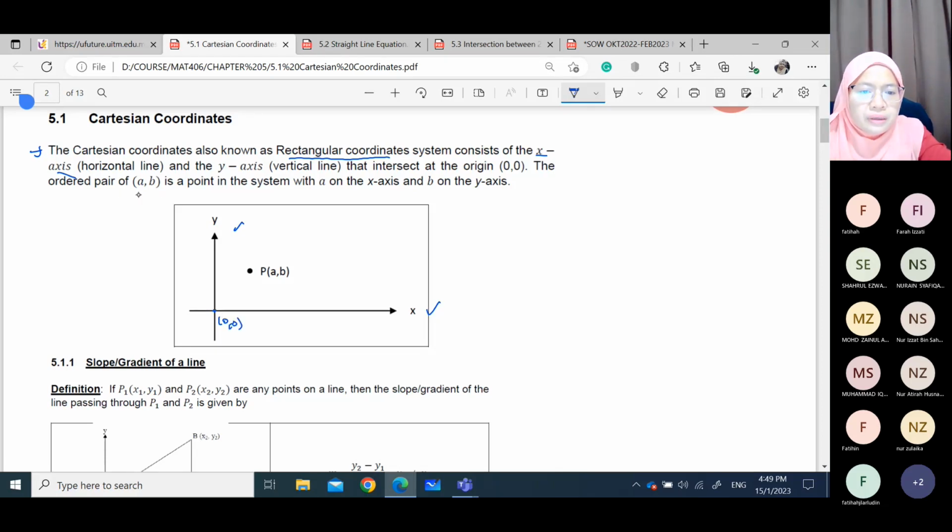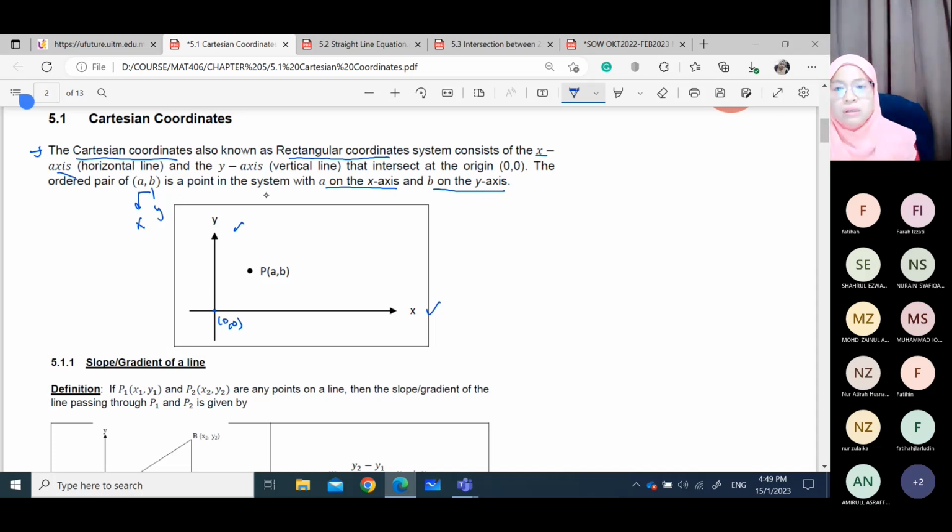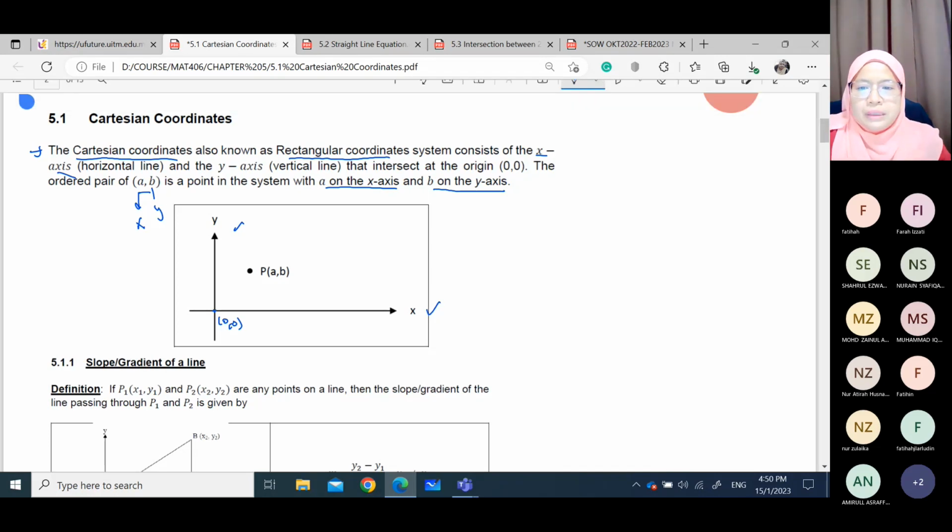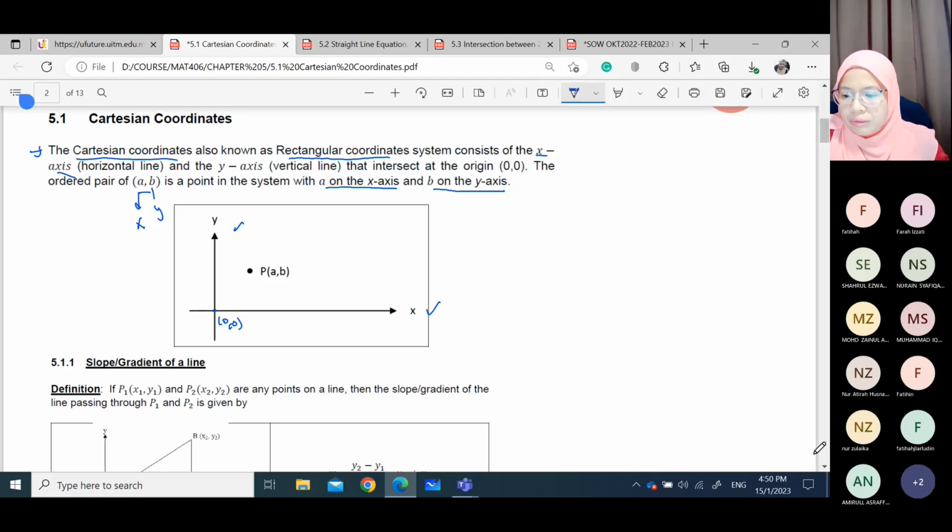So the ordered pair of AB, so AB is a point in the system with A on x-axis and B on the y-axis. So A ini refer to X and B refer to Y. Okay, so makna kata kat sini untuk Cartesian coordinate kita juga panggil sebagai rectangular coordinate. So in this coordinate consists of X and Y axis. Okay, ada dua axis X dan juga Y. So point dekat sini A in terms of A, B. So what is A? A is a X and followed by B. So B is a Y. Okay. So ini adalah Cartesian coordinate.